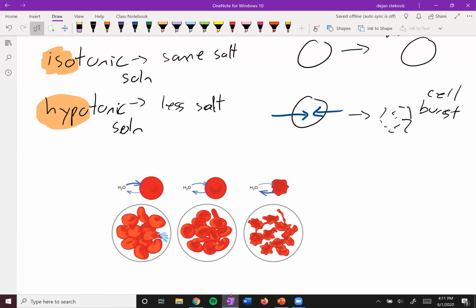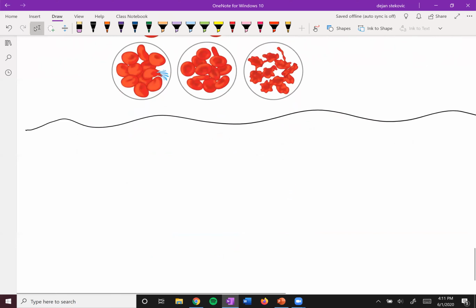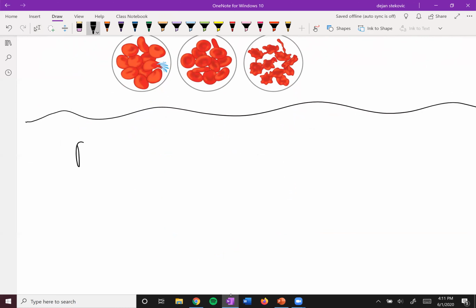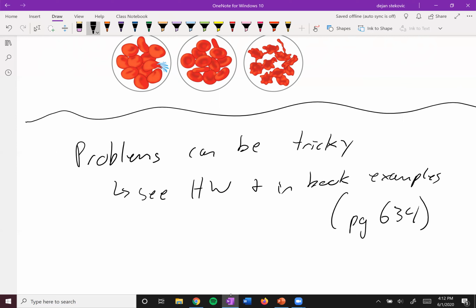The last thing I'll say is that these problems, although the ones that I did in this chapter seem pretty simple, can actually be quite a bit tricky. So the only way to really work through this is to practice some. So see your homework and in-book examples for some of this stuff. There are some good in-book examples on page 634 of your OpenStax textbook.